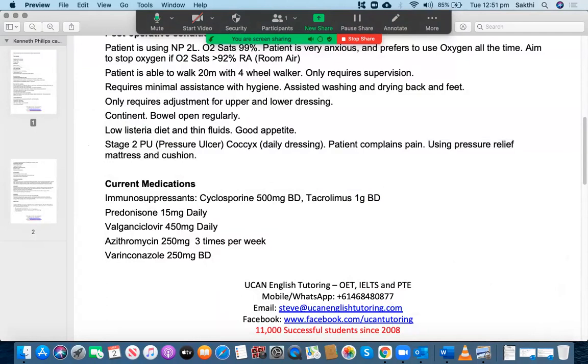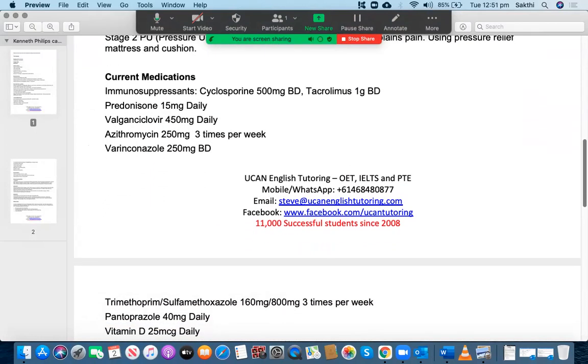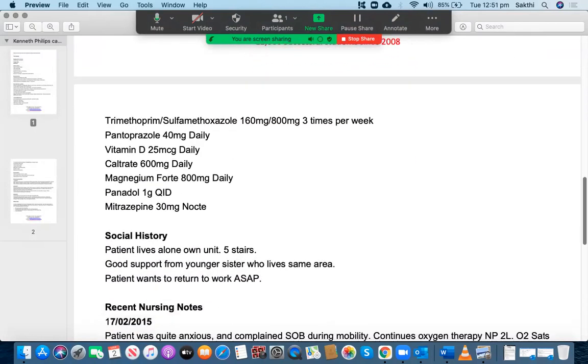Okay, all right, let's go to the current medications. That's fine, that's all right, I'm happy with that. Three times a week, that's okay. And then, yeah, these are the medications.